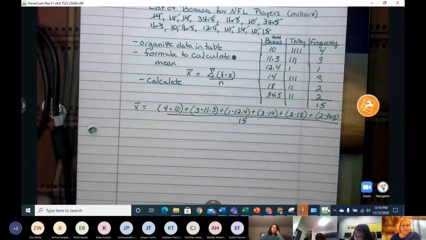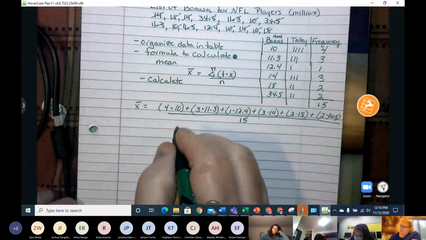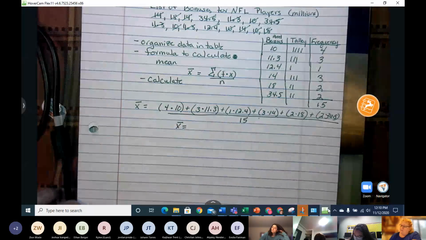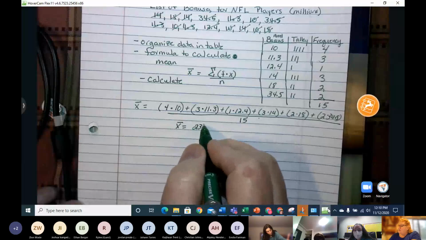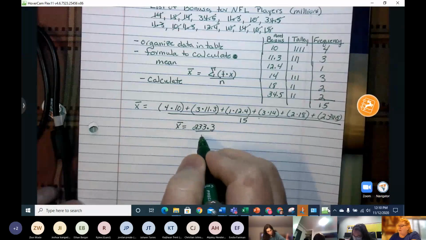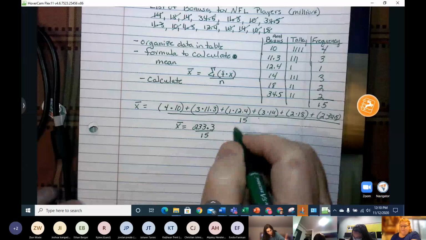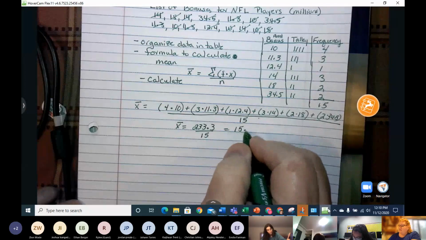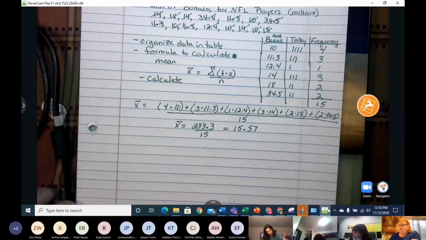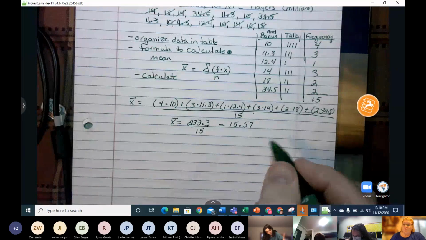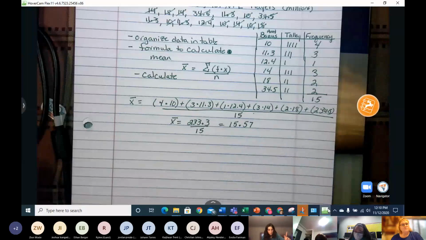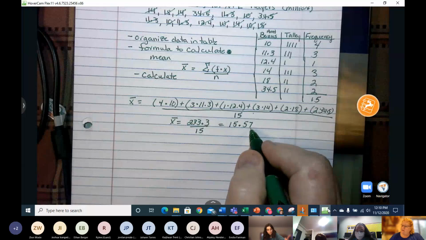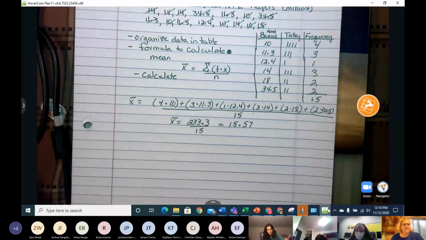They should match up. And then to continue with my mean, when I do all this multiplication and adding, I should get 233.3 divided by 15, which comes out to be 15.57. I still use that rule for rounding. Since we had to the tenths place, I round to the hundredths place for my answer. So the average bonus salary was 15.57.